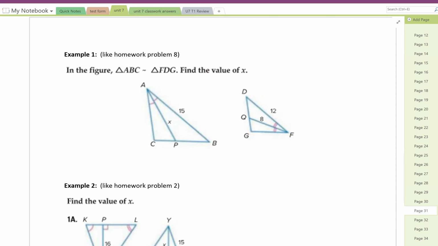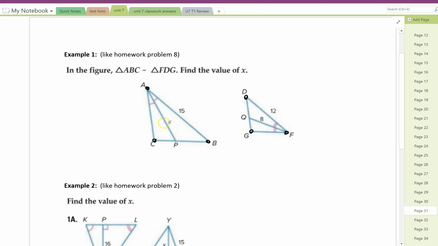First example problem, and this will be like homework problem number 8. It says that triangles ABC, just so we're clear about which triangles it's talking about, ABC is similar to FDG. You can see that they're not turned the same way, even though it sort of looks like it. If I actually turned FDG so that it would look like ABC, I would have to flip it up and then reflect it. Anyway, ABC is similar to FDG. It wants me to find the value of X.